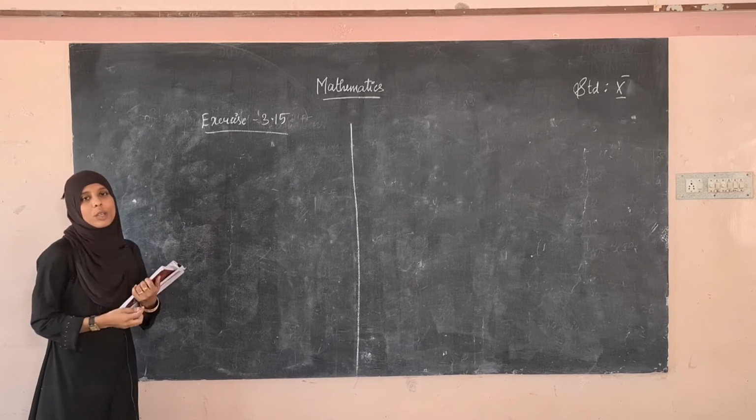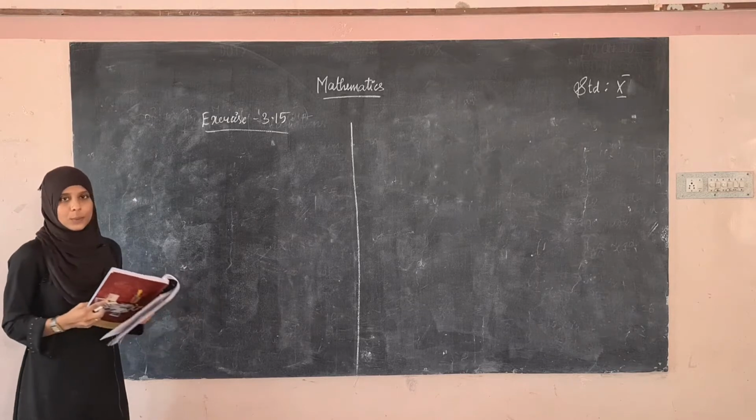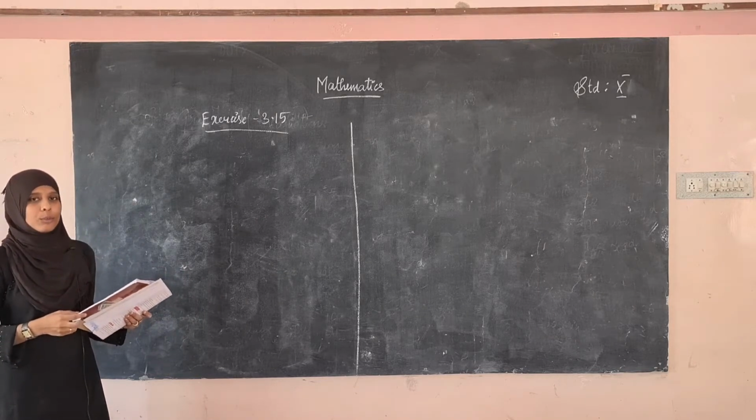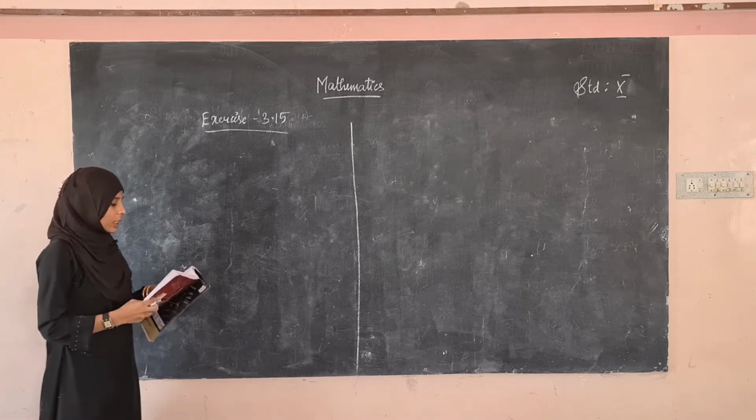So in today's class we are going to solve exercise 3.15. In last class we have seen the graph of variation. The same topic only we are going to use in this exercise. So see the first sum.